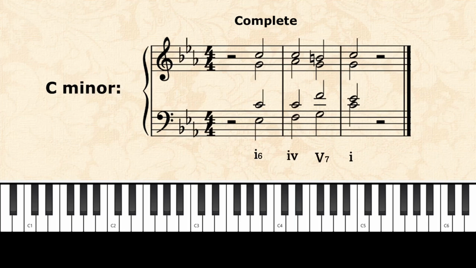In the minor mode, the fourth scale degree is by default a minor triad. Even if it was acceptable to occasionally borrow the minor triad of the fourth degree into the major mode, the other way around was not.